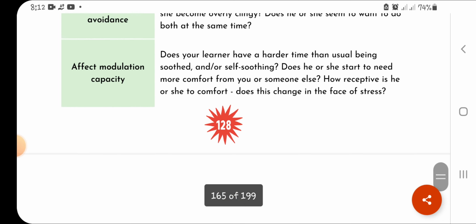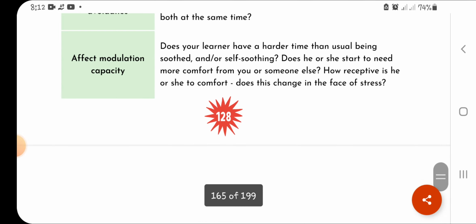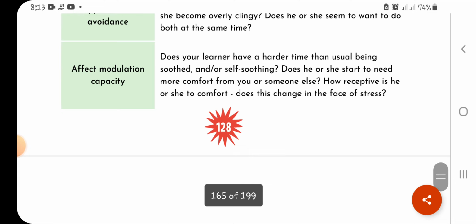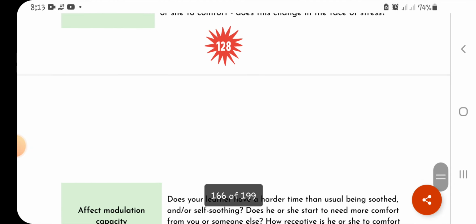And also, affect modulation capacity. So, this means that if your learner has a harder time than usual being soothed or self-soothing, does he or she start to need more comfort from you or someone else? How receptive is he or she to comfort? And does this change in the face of stress? Okay? So, ano ba ang modulation capacity ng iyong learner?